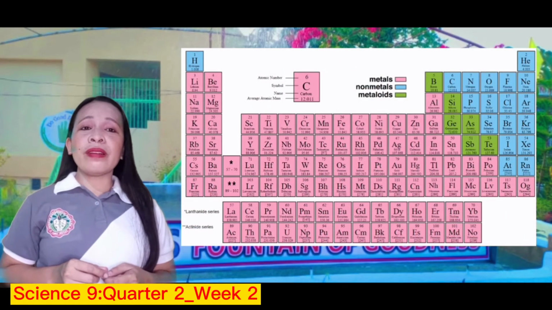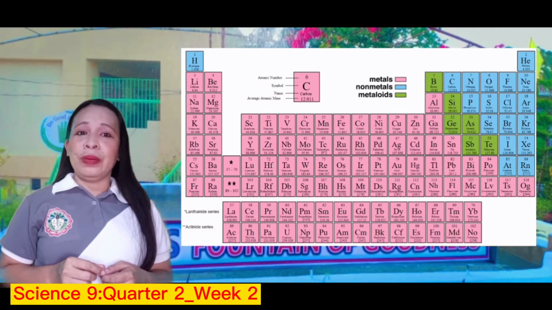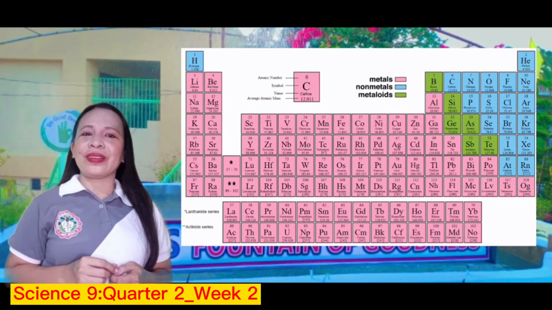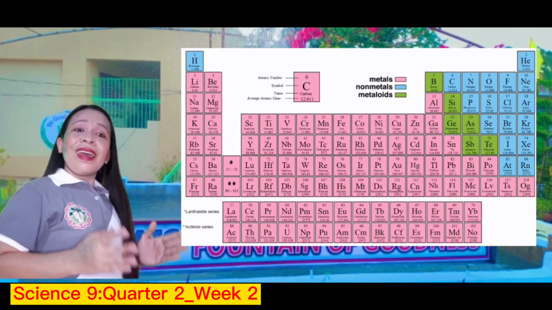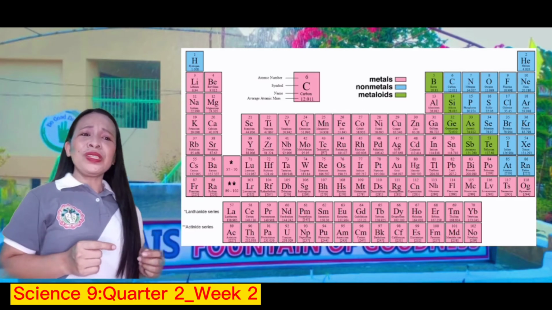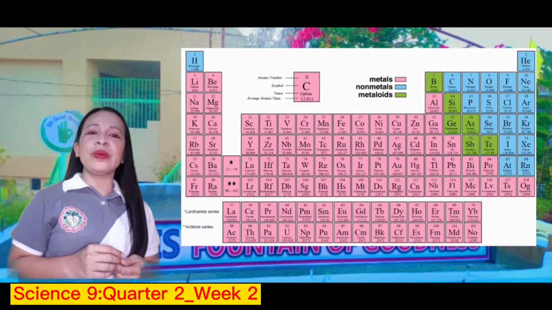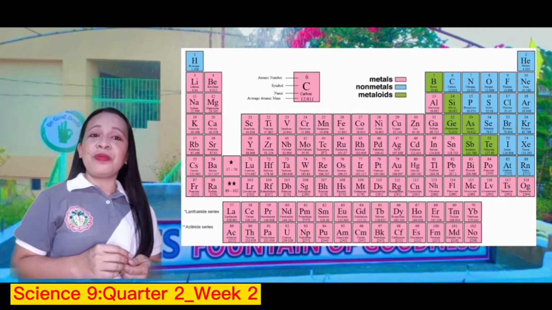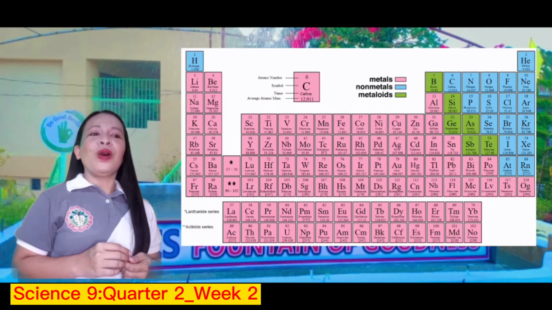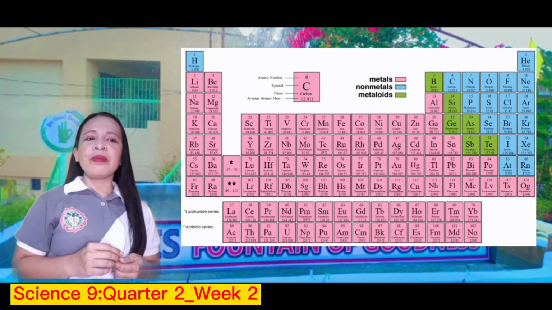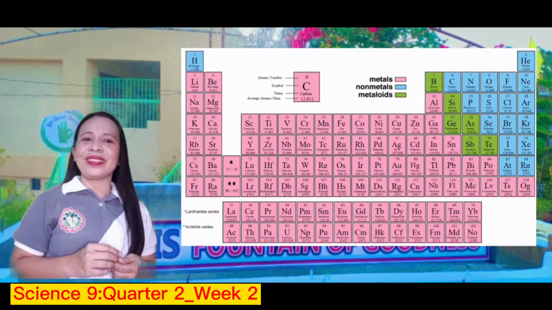The pink squares are metals, the blue ones are non-metals, and the green ones are metalloids. As you can see, most of the elements are metals and are placed on the left side of the periodic table, except for hydrogen. On the right side are the non-metals separated by a stair-like pattern, which are the metalloids.